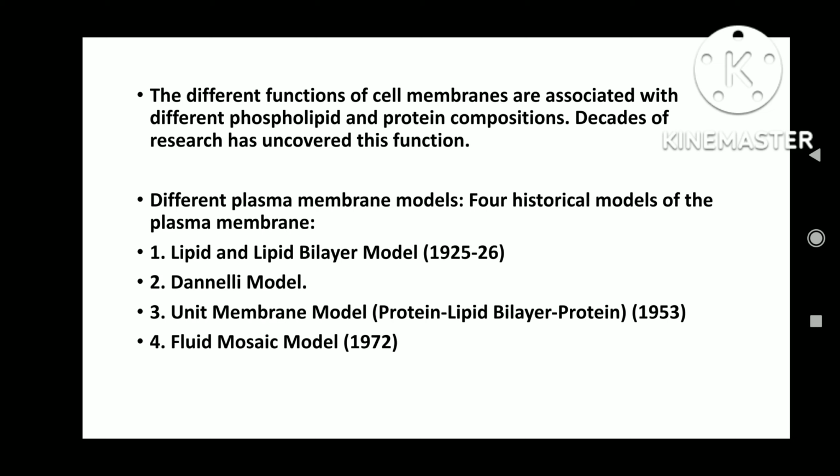The four historical models of plasma membranes are: the lipid and lipid bilayer model in the year 1925 to 1926. Second one is Danielli model, that is in the year of 1935. Then third one is unit membrane model, that is protein lipid bilayer protein, in the year 1953. Then the last model is fluid mosaic model, that is in the year 1972.